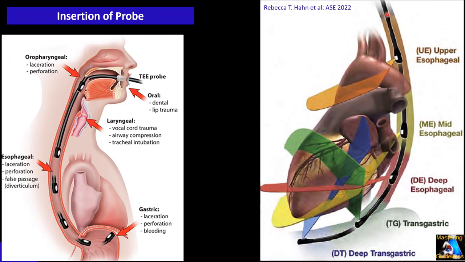Here, as you can see, when we go slowly down, we get the upper esophageal, then slowly push it more, we get the mid esophageal, lower esophageal or deep, and finally transgastric and deep transgastric. Later we talk about each of them.